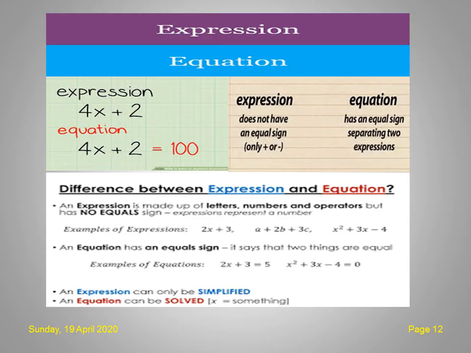Now let's learn the difference between an expression and an equation. 4x plus 2 is an expression, while 4x plus 2 is equal to 100 is an equation. So an expression does not have an equal sign, while an equation has an equal sign separating the two expressions. An equation says that two things are equal. The left hand side is equal to the right hand side, while an expression is made up of letters, numbers and operations. It has no equal sign. That you need to keep in mind.